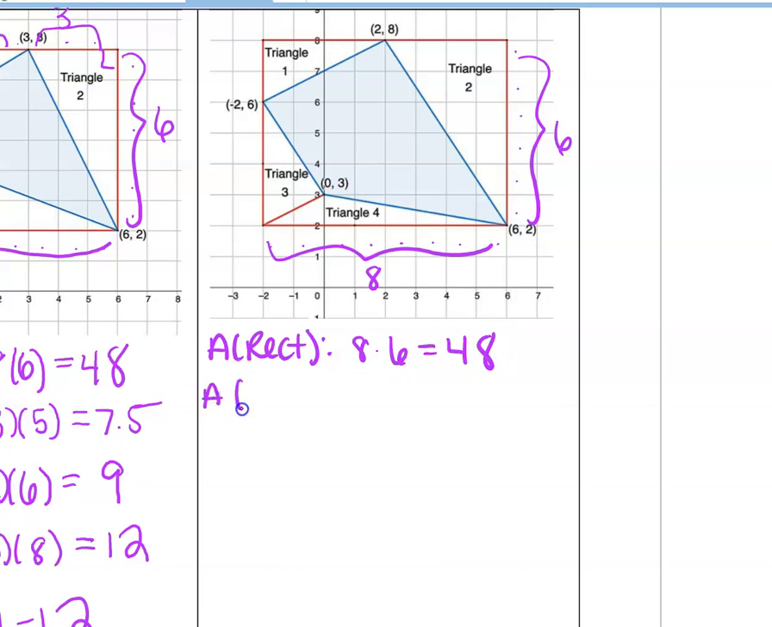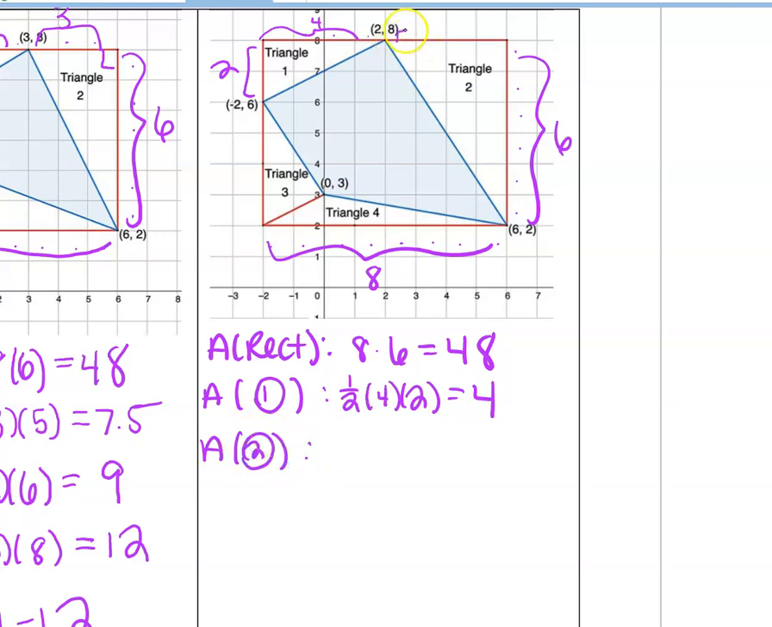And then just like before, I'm going to go triangle by triangle. Okay, so triangle 1, that has a base of 2, and we'll say a height of 1, 2, 3, 4. So this is 1/2 times 4 times 2. So that goes to 4. Of the second triangle, that's again going to be 4, but this time by 6. So 1/2 of 4 by 6, which is half of 24, which is 12.